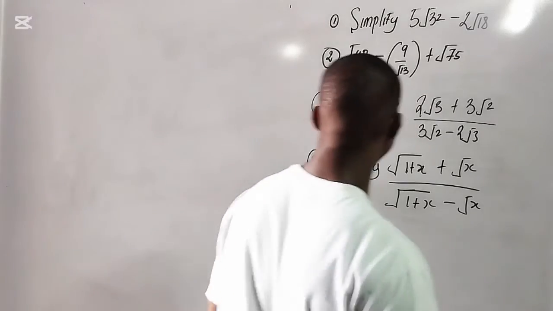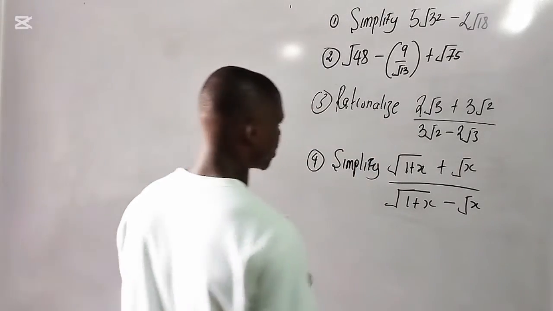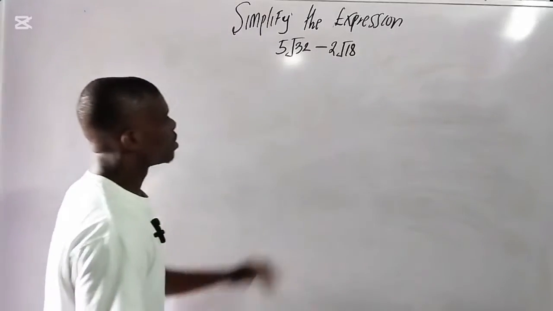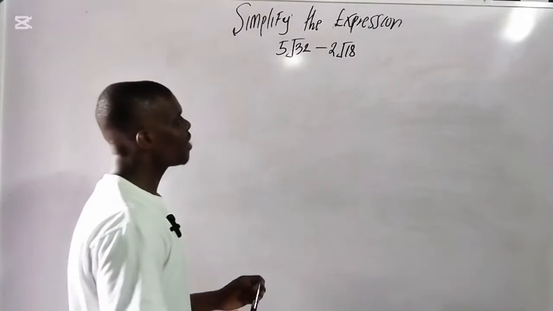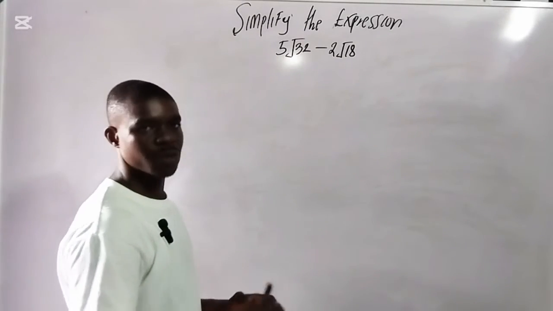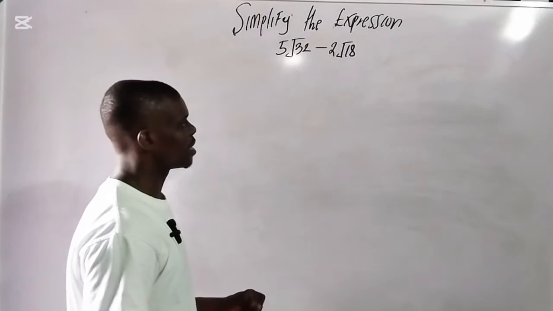So let's take them one after the other. Now let's simplify this one here: 5 square root of 32 minus 2 square root of 18. How do we do that here? Now this one is what?